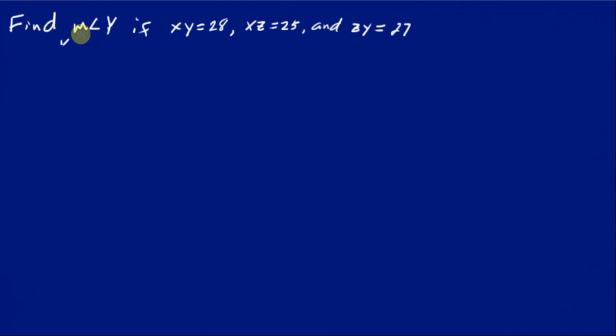Okay, today we're going to solve another triangle using law of cosines. We're looking for the measure of angle y if we know that the three sides are xy 28, xz 25, and zy 27. So they're pretty close in size. It's close to an equilateral triangle.